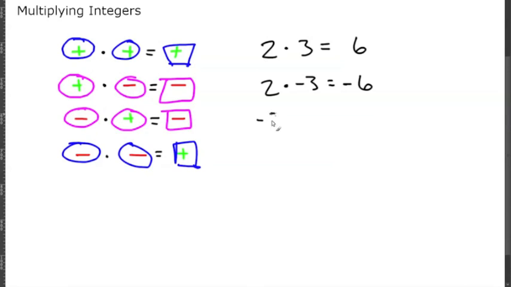Now let's say we have negative 2 times a positive 3. A negative times a positive we know will give us a negative, and 2 times 3 is 6. So our answer there is negative 6. Now if we have a negative 2 times a negative 3, a negative times a negative we know is a positive, so we're going to have a positive 6 for this answer. So you're still multiplying numbers the same way you would normally multiply numbers, except for the fact that you're taking into account whether there's going to be a negative product or a positive product.